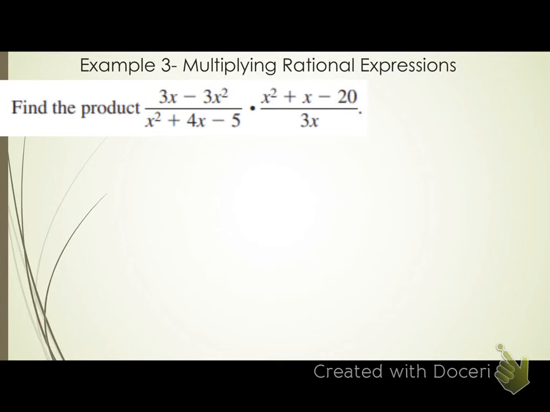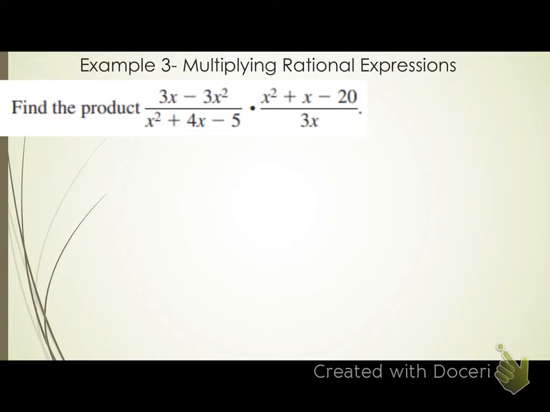Last example for today. Right here. Looks a little different than my last one. Find the product: 3x minus 3x squared over x squared plus 4x minus 5, times x squared plus x minus 20 over 3x. It's a lot. Anyone have any thoughts of what I might be able to do first?